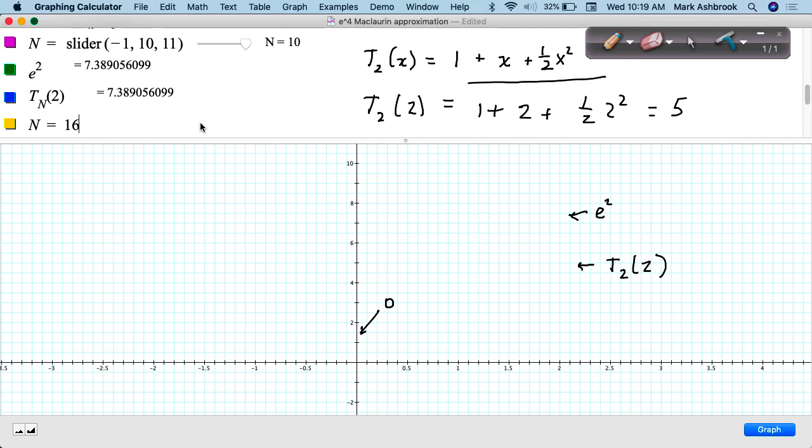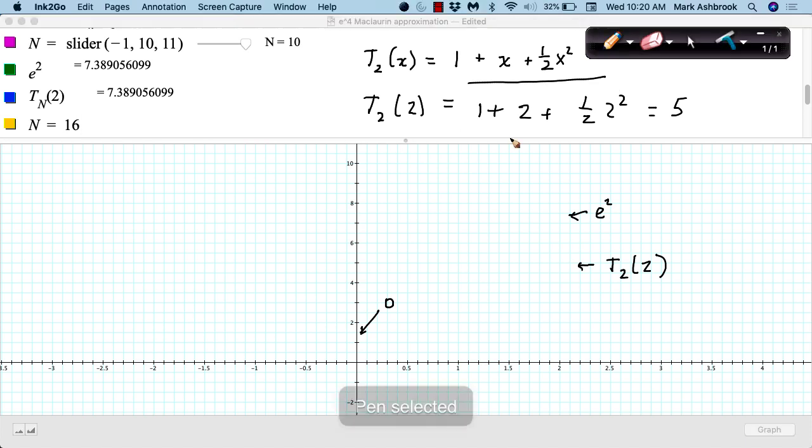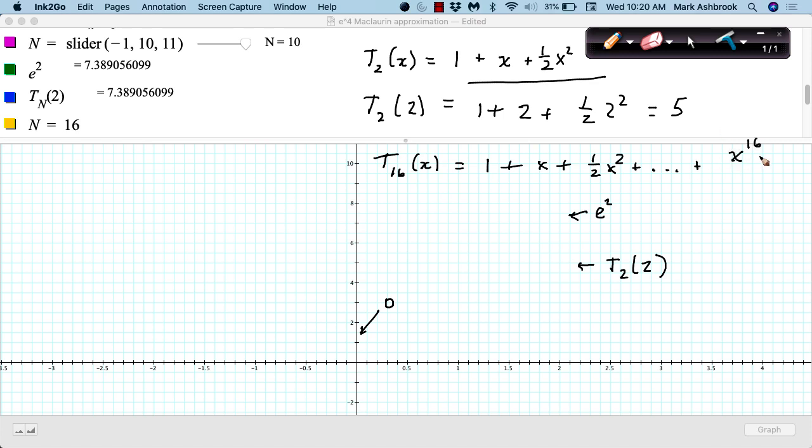So imagine the T16 would be 1 plus x plus 1/2 x squared plus dot dot dot. What would the last term be? x to the 16 over 16 factorial.